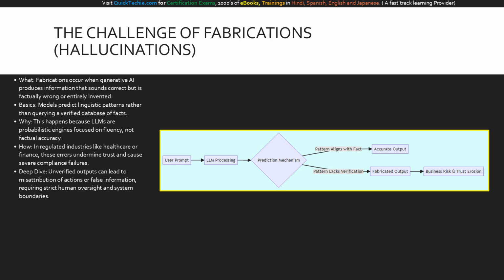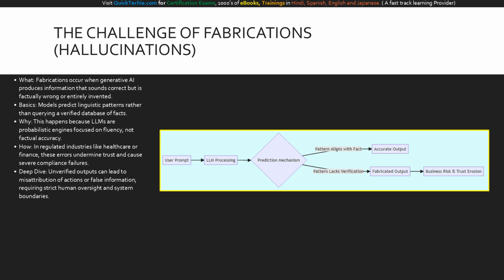Let us examine the mechanics of a fabrication through this diagram. We start on the left with the user prompt, which feeds into the LLM processing node. From there, we hit the crucial decision diamond, the prediction mechanism. Because the model relies on predicting the next best word based on training data, the path splits. On the top path, if the statistical pattern happens to align with reality, you get an accurate output. However, look at the bottom path. If the pattern lacks verification but still flows naturally, it generates a fabricated output. This directly feeds into the final, critical node, business risk and trust erosion.